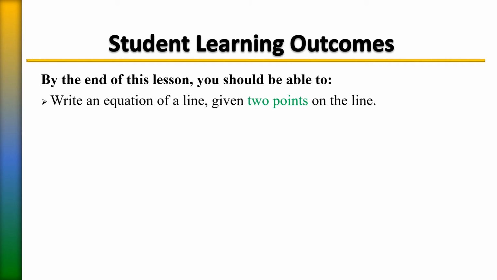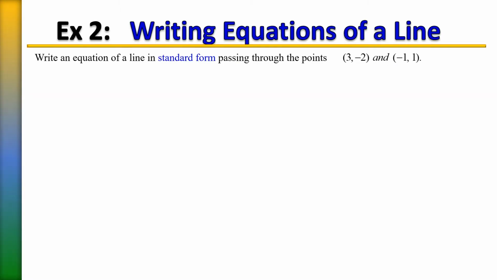Student learning outcomes. By the end of this lesson, you should be able to write an equation of a line given 2 points on a line. In this next example, we're asked again to write an equation of a line in standard form passing through the given points. Now here we're given 2 points.